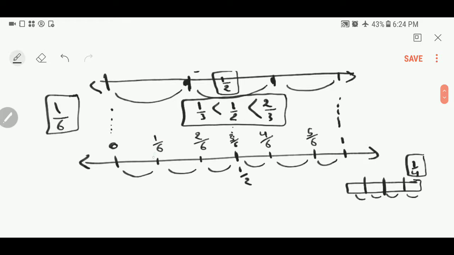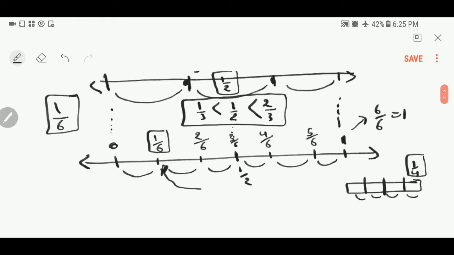So this is 1/6, 2, 3, 4, 5, and then the last one, which is 1 here, is 6/6, which is equal to 1, right? Very nice. So we're just concerned now to know where 1/6 is. 1/6 is at this point here. So it's way smaller than 1/2, right?